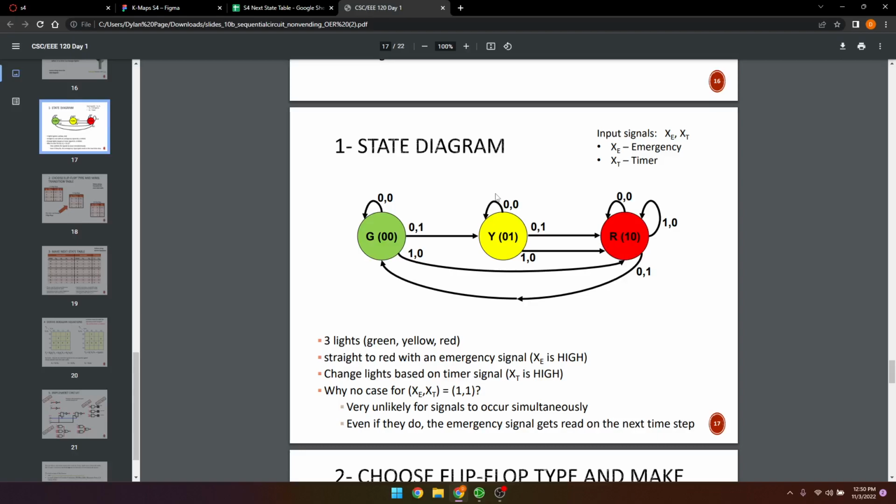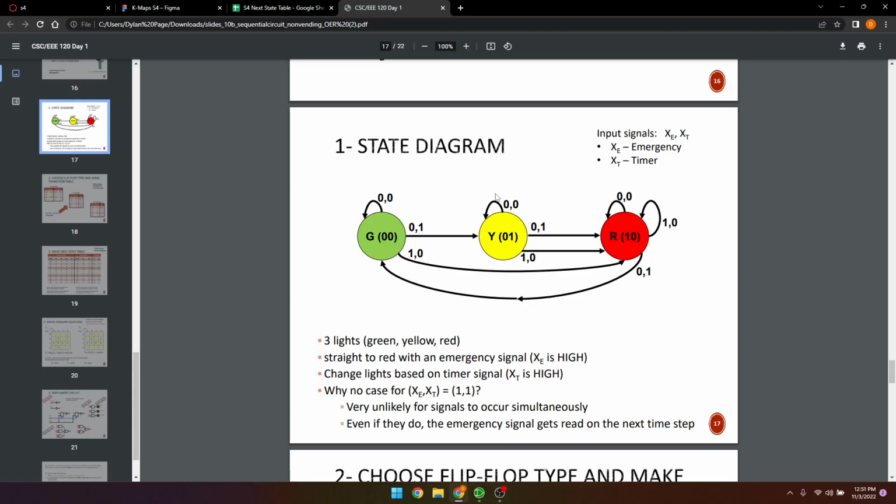That's because normally there are certain circuits where there would be a reasonable probability that both of them would be 1 at the same time, and then you would have to come up with a way to deal with that, whether it be delegating it back to green or whatever the case may be. However, in this case, because the likelihood that there's an emergency signal at the exact same time that the timer switches is incredibly low, we just are not going to care about what happens when that happens.